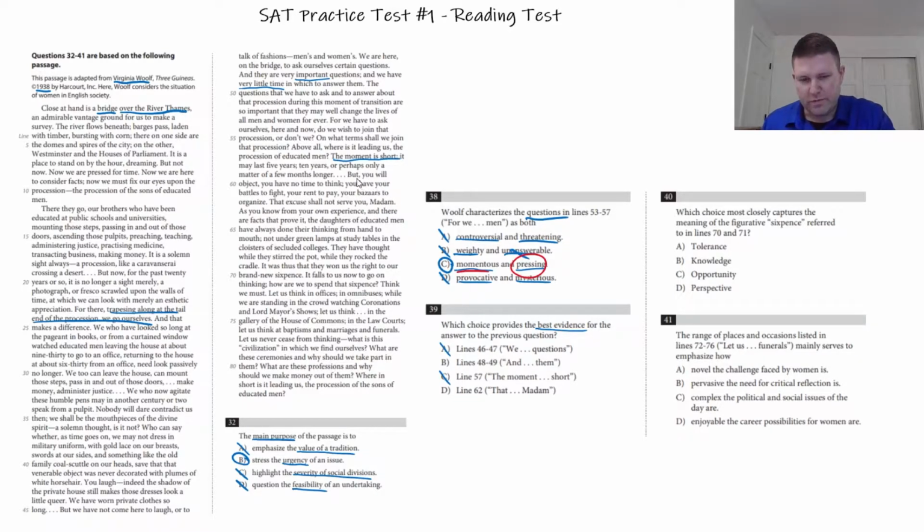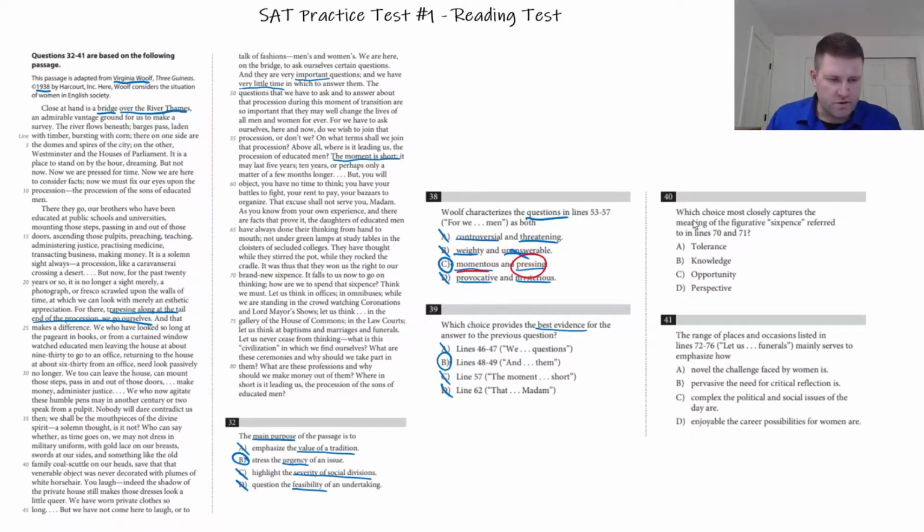So if you look at the previous line here, it's saying, but you will object, you have no time to think, you have your battles to fight, your rent to pay, your bazaars to organize. She's saying that's no excuse, but that doesn't illustrate that the questions about how we're going to engage with business, working alongside men, are important and urgent. Doesn't illustrate that. B was perfect.